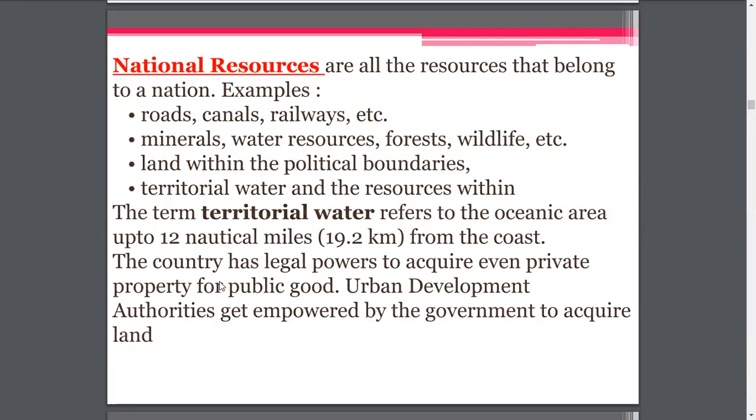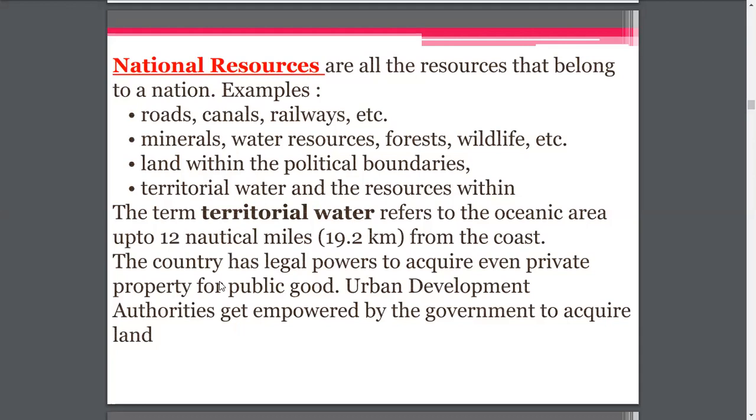They can acquire it. They have the legal power. For example, our house is near a village. We have a big land near our house, and there is going to be development, and a road or a railway is going to be coming there. The government officials will come and ask us for the ground.